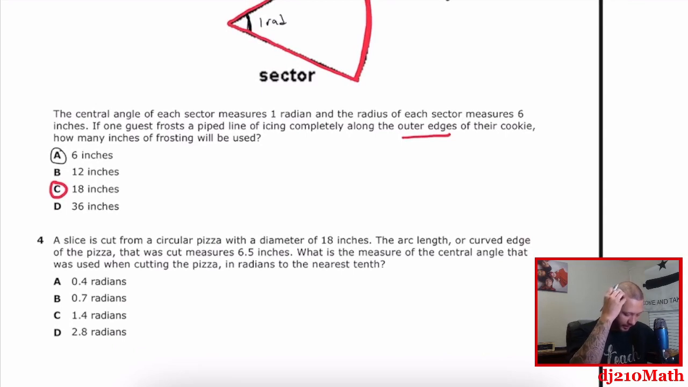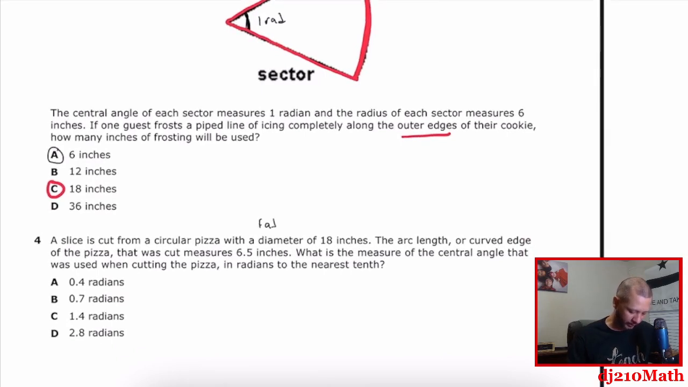All right, a slice is cut out of a circular pizza with diameter of 18 inches. So diameter is 18. So that implies that the radius is going to be 9. The arc length or curved edge of a pizza that was cut measures 6.5 inches. So there's the arc length. So arc length, 6.5 inches. What is the measure of the central angle that was used?